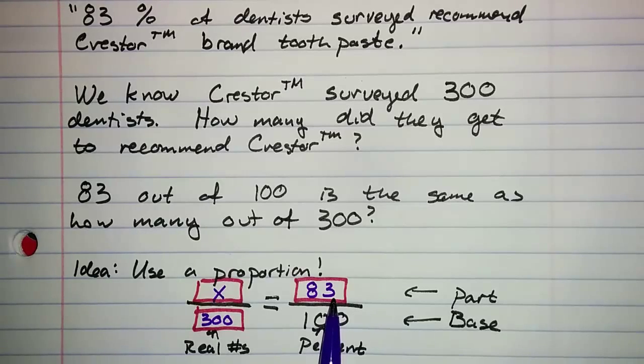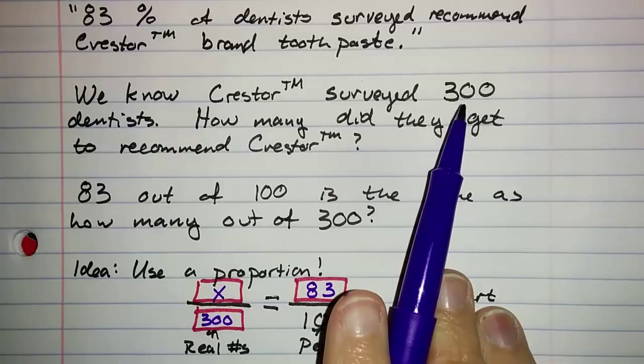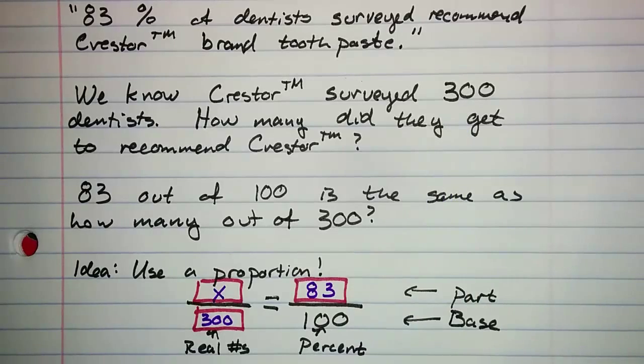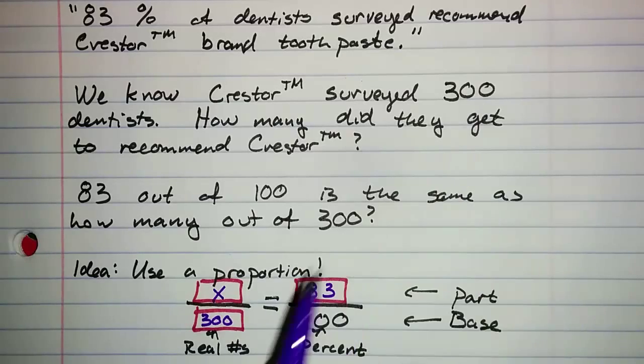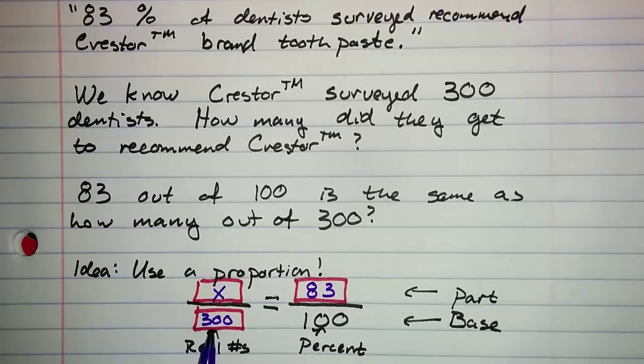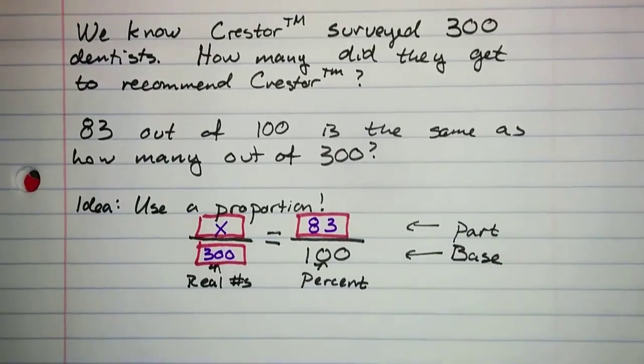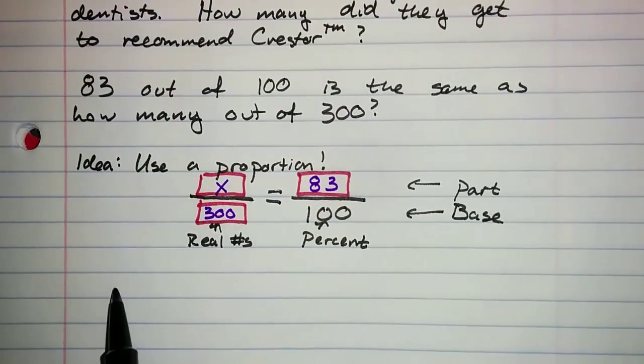So in this problem, what are our actual numbers? We have 83%, so 83 is going to be the part from the percent. We know they actually surveyed 300 dentists. We know that the dentists actually surveyed was the base. So 300 will be the base. And then we want to know how many actually recommended Crestor. So what we want to know is the part.